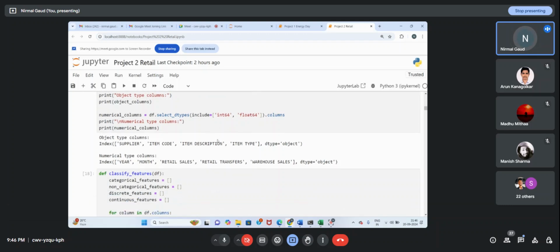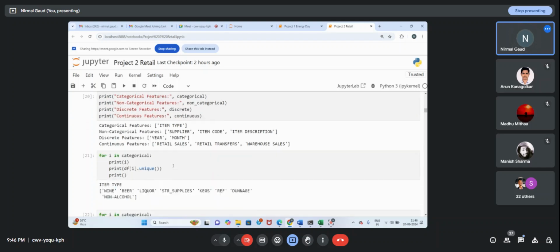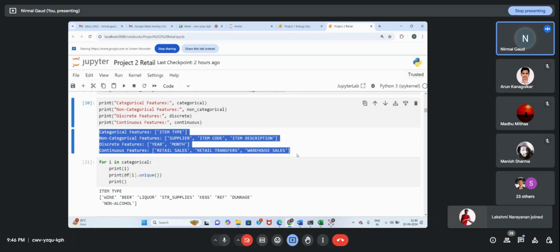And then here is my categorization: object type, numerical type, categorical, non-categorical, discrete, continuous, all kinds of features I separated. Yesterday I told you that in my project number 1 this code is also present. That's a common approach which I follow, because I should know what kind of data type I am having. Am I right or not? Any suggestion?